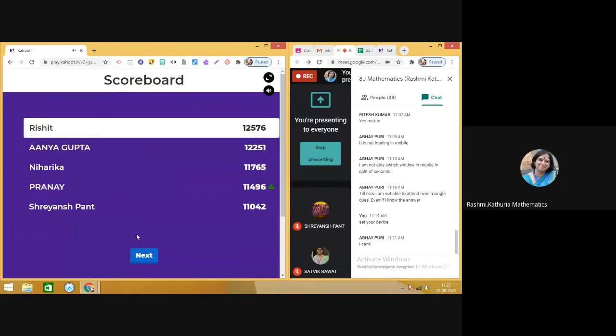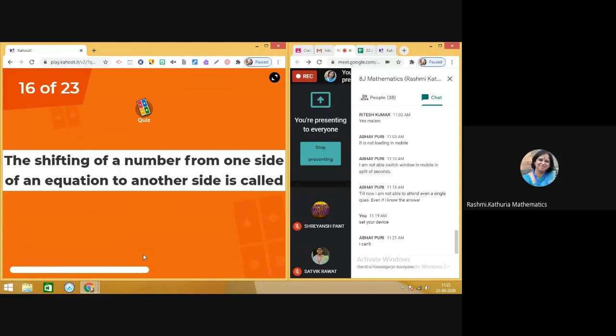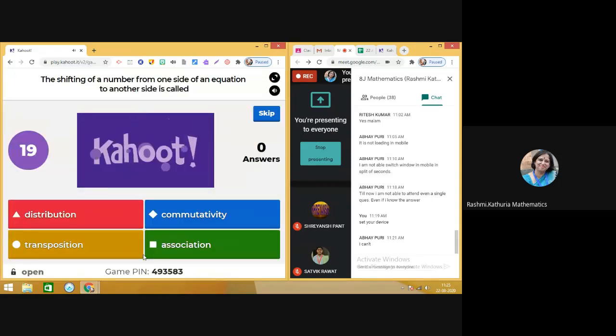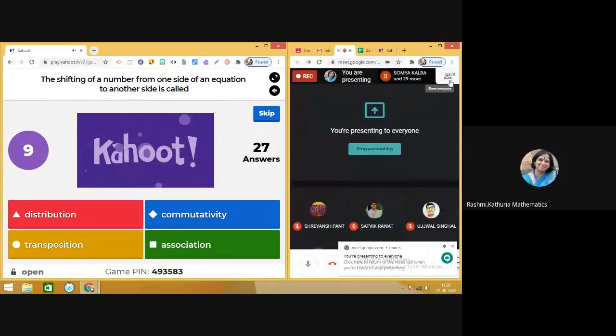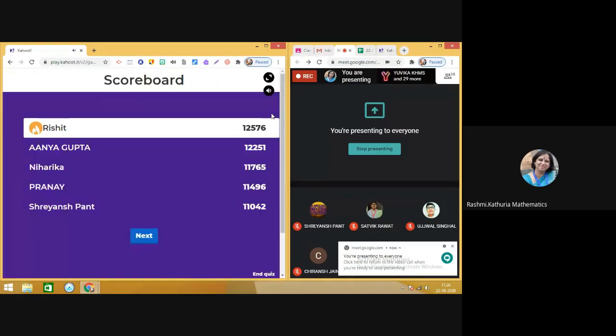So there is a change in the leaderboard. Rishi, Tanya, Niharika, Pranay, and Shreyansh. Move on to the next question. Very simple. Shifting of a number from one side of an equation to another side is called. Interesting. 28 correct answers. It's called transposition. Wonderful. So Rishit, Anya, Niharika, Pranay, and Shriyansh there. Moving on to the next question.